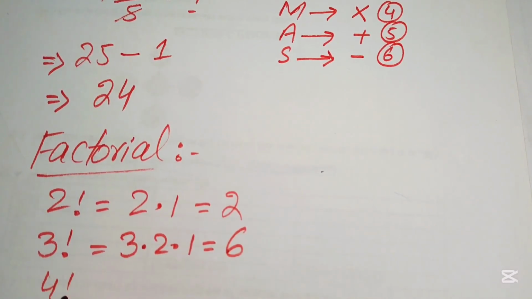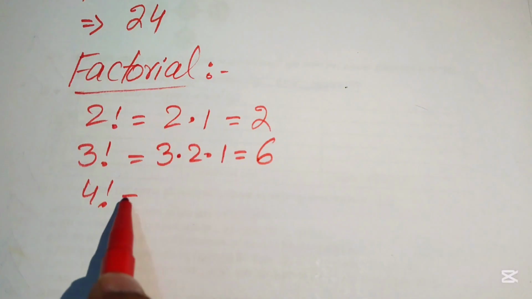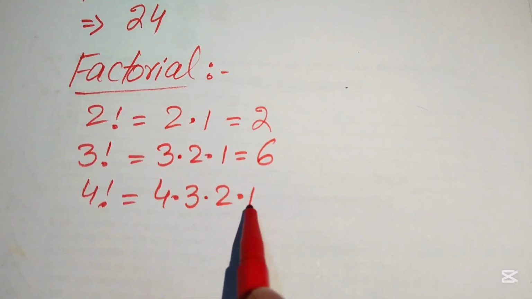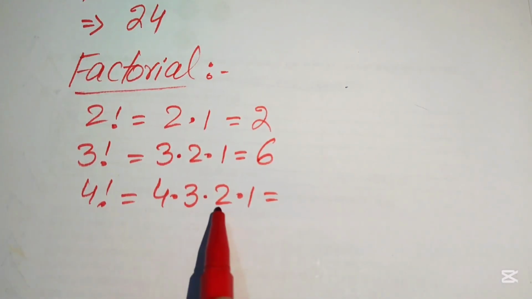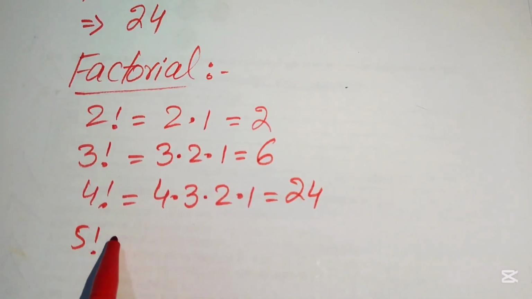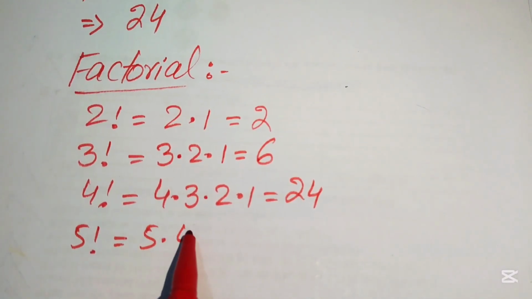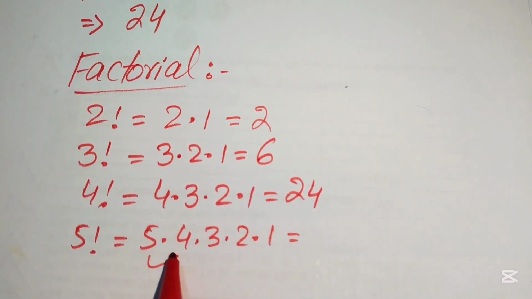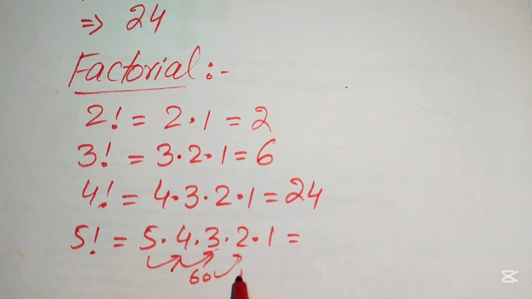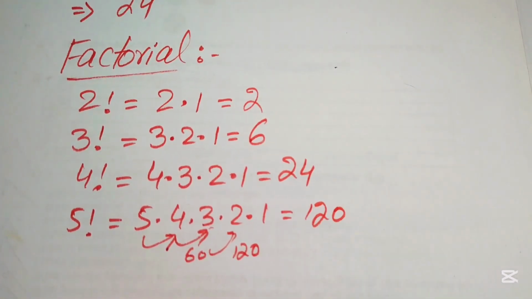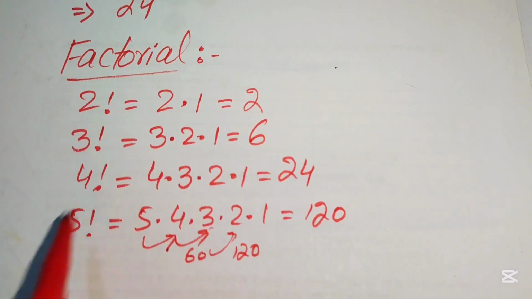If you have 4 factorial, we multiply 4 and all of the numbers downward, so you have 4, 3, 2 and 1. You see that 4 threes are 12, 12 twos are 24, 24 ones are 24. And if you have 5 factorial, we write it as 5 multiplied by 4 multiplied by 3 multiplied by 2 multiplied by 1. So 5 fours are 20, 20 threes are 60, 60 twos are 120. It means that the product of all of these numbers will become 120. So in this way you can solve the factorial sign.